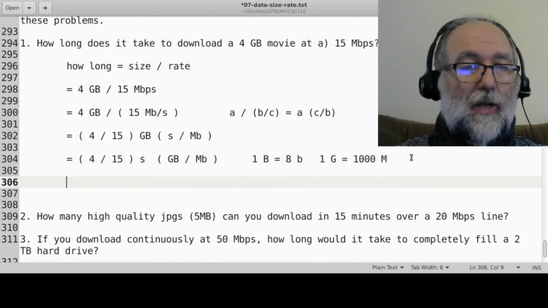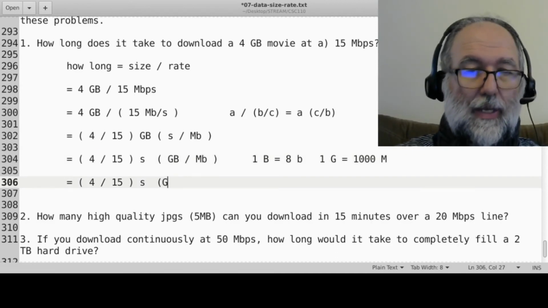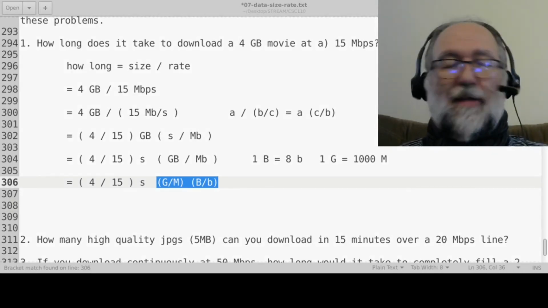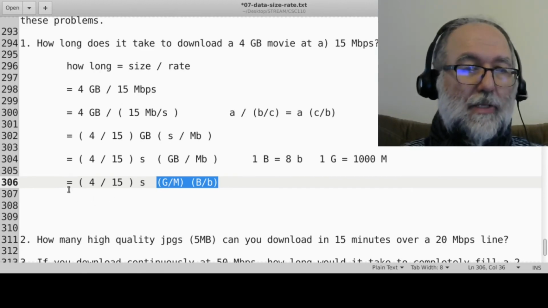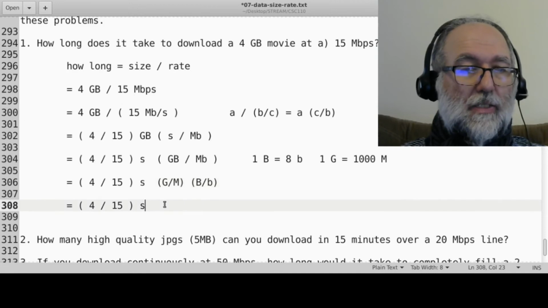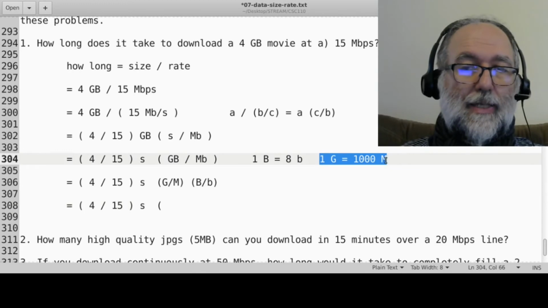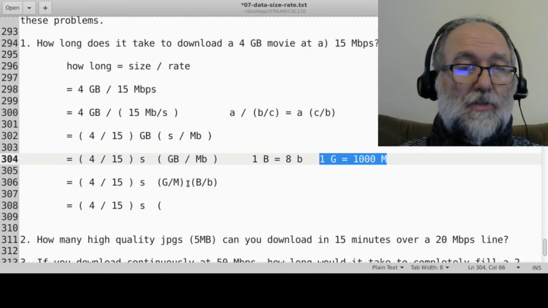Okay. So on the next line, what I'm going to do is I'm actually going to separate this even further. This part we're not worried about. This part we're going to have the gig divided by the meg, like this, and we're going to have the byte divided by the bit. Okay. So when we get good at this, you don't have to go through all these steps, but we got the gig divided by the meg and the bytes divided by the bits. Okay. Now what does this mean? Well, the gig divided by the meg, well, a gig is 1,000 megs. Okay. We could do the fraction, but I think it's kind of clear that this number is going to be 1,000.